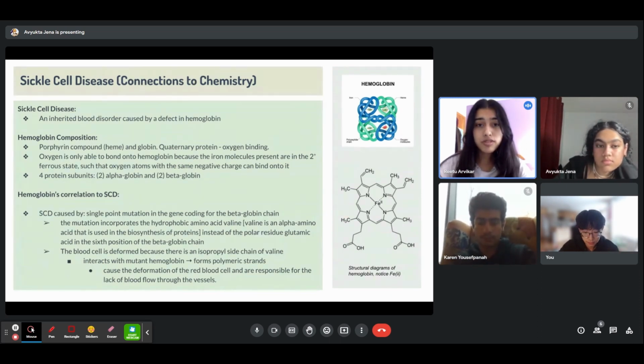Hemoglobin contains 4 protein subunits. 2 are alpha globin and 2 are beta globin. And so SCD is essentially caused by a single point mutation in the gene coding for the beta globin chain. Due to an isopropyl side chain of valine that interacts with the mutant hemoglobin, polymeric strands are formed, and these very strands are what cause the deformation of the red blood cell and are responsible for the lack of blood flow throughout the vessels.